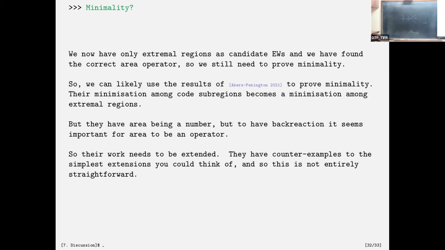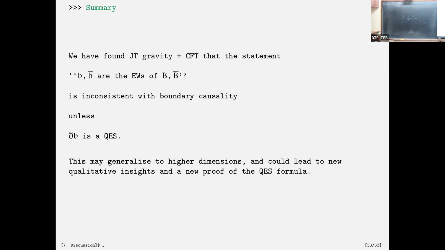So, in summary, in a holographic CFT, the statement that little b and little b bar are the entanglement wedges of capital B and B bar is inconsistent with boundary causality unless the boundary of little b is a QES. There might be other stuff, it may generalize and lead to new proofs of QES, but I have not done it.